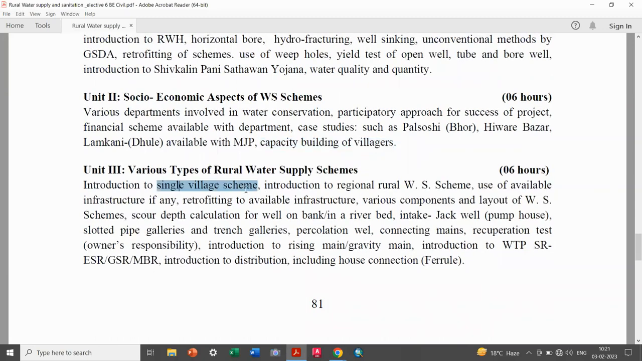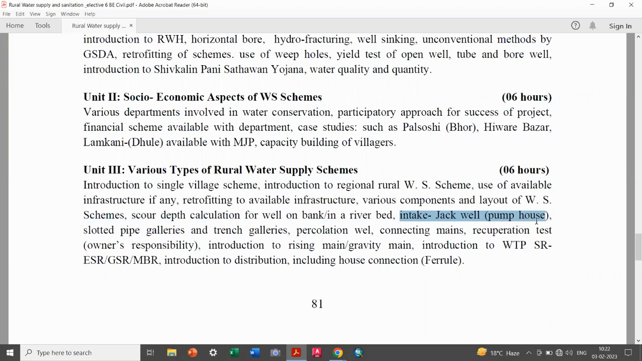introduction to single village scheme, introduction to regional rural water supply scheme, use of available infrastructure if any, retrofitting of available infrastructure, various components and layout of water supply scheme, scour depth calculation for well on bank of riverbed. You have studied what is scour depth in bridge engineering, related to riverbed and flow of water. You can see the importance of this term, scour depth. Then intake jack well, pump house.